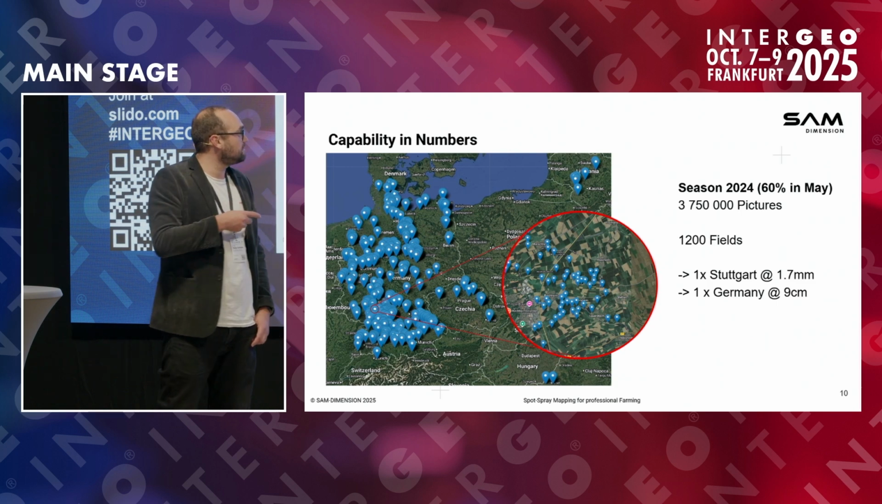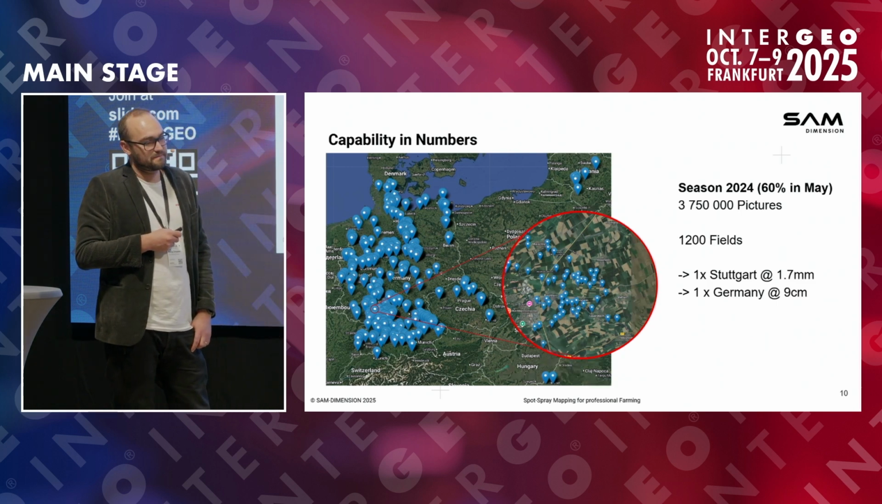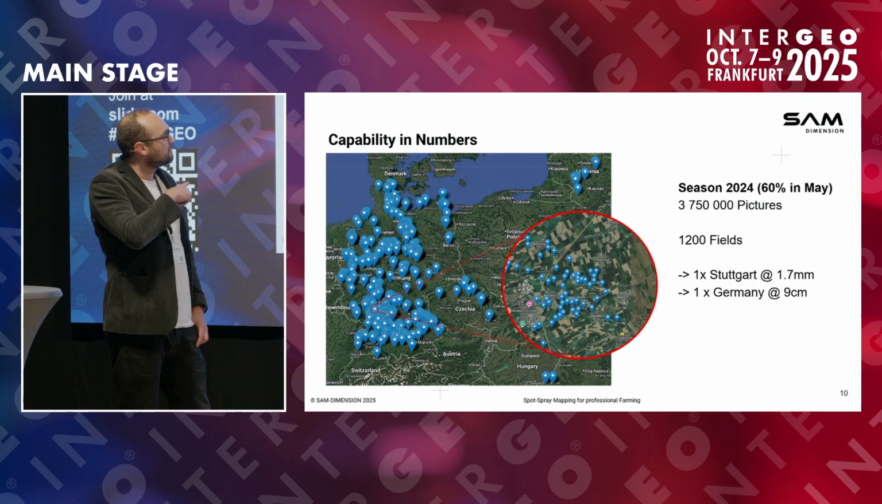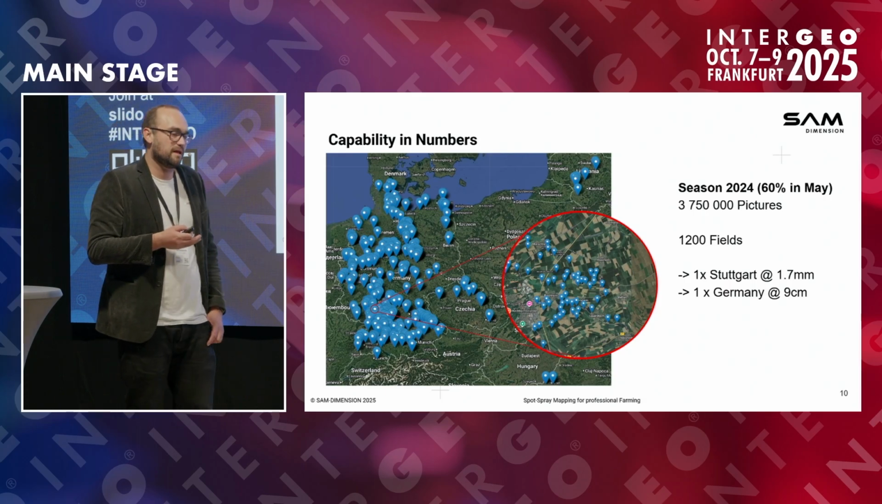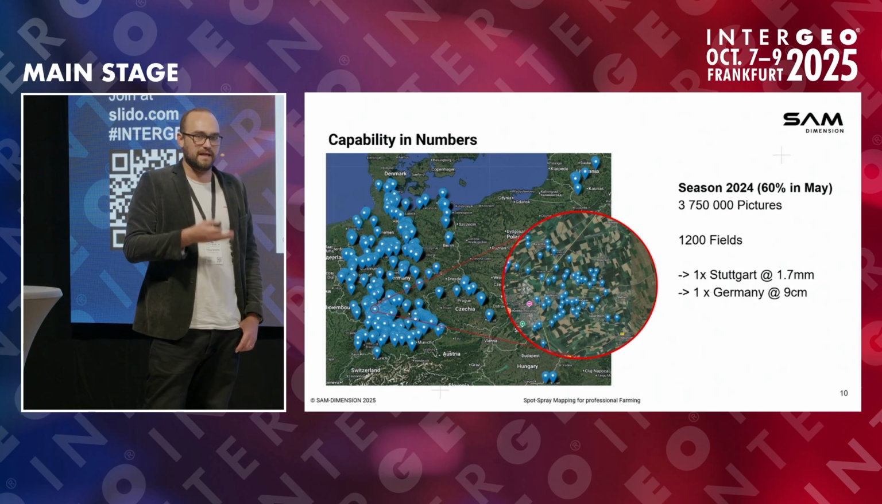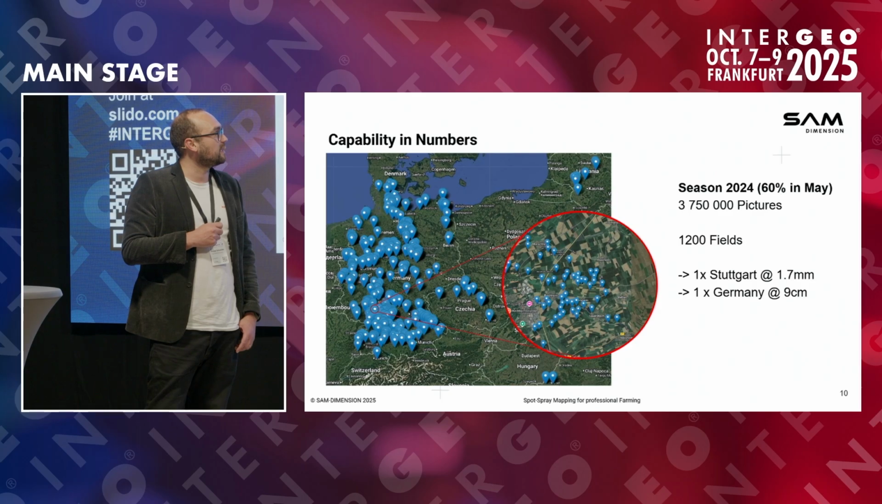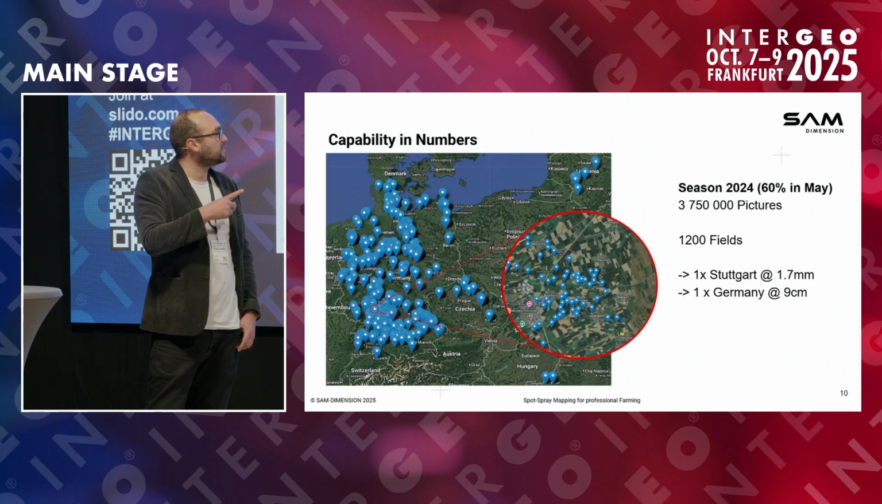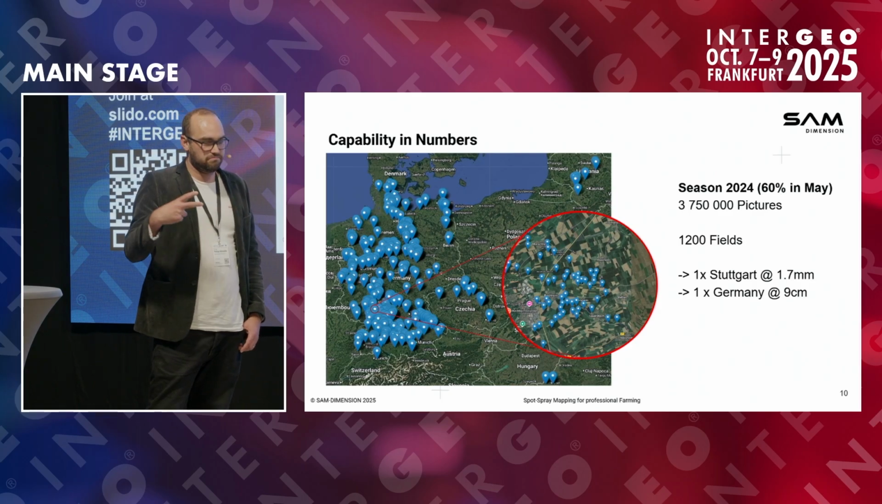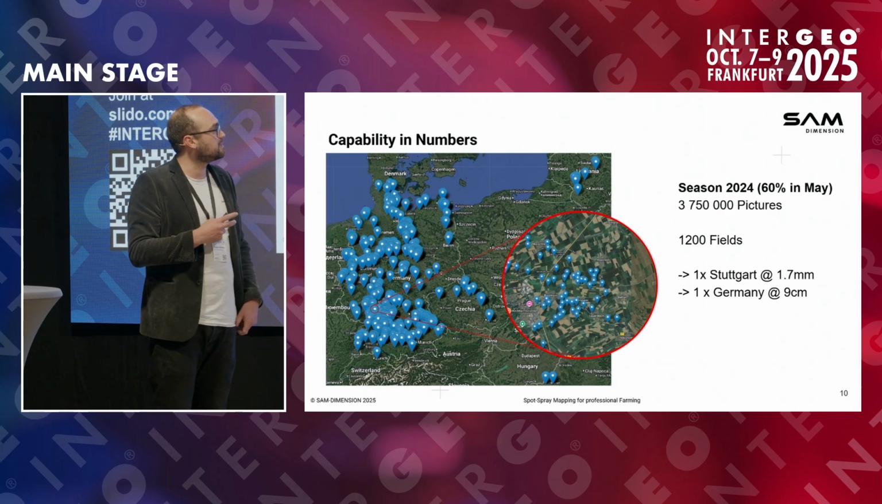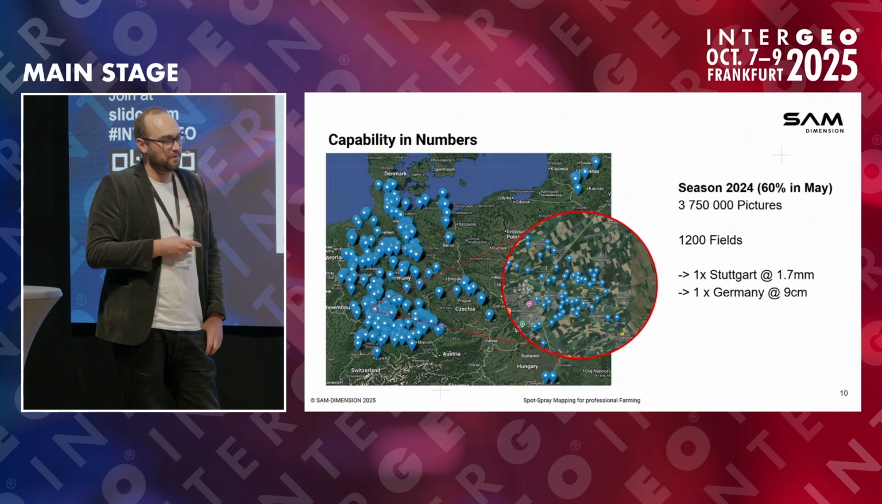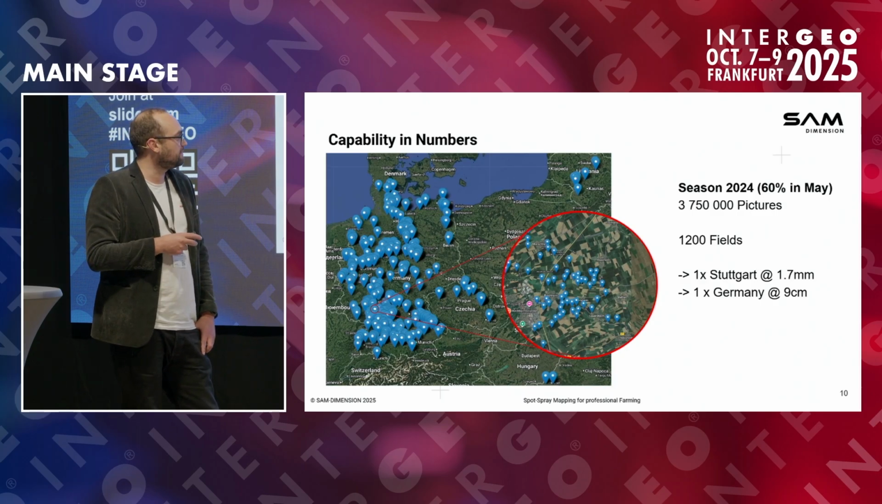The capability of this, a little bit in numbers, the slide is from last season, so there was one season in between. Most of the herbicides or plants are treated when the plants are growing and are young. So 60% of our flights are happening in May. And in the last year, 60% of these 3.7 million images we took in May, on more than 1,200 fields.